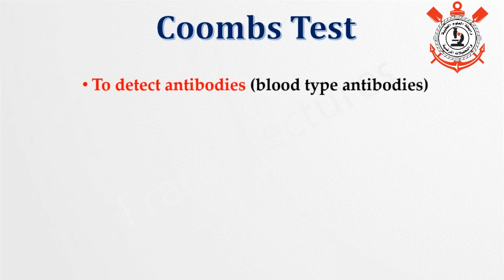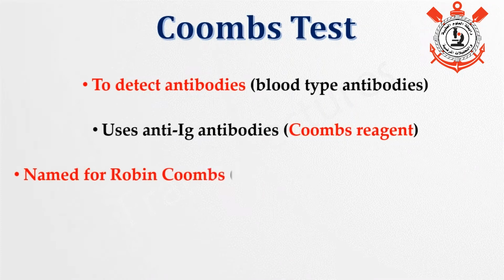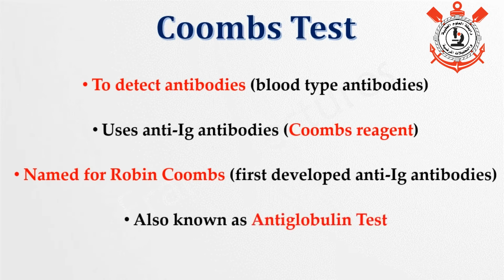Coombs test in immunology is used to determine the presence of antibodies in the serum of a patient. Usually these antibodies are blood type antibodies. This test uses anti-immunoglobulin antibodies to detect antibodies in the serum of a patient. These anti-immunoglobulin antibodies are also known as Coombs reagent. It is named for Robin Coombs, who first developed anti-immunoglobulin antibodies. This test is also known as anti-globulin test.